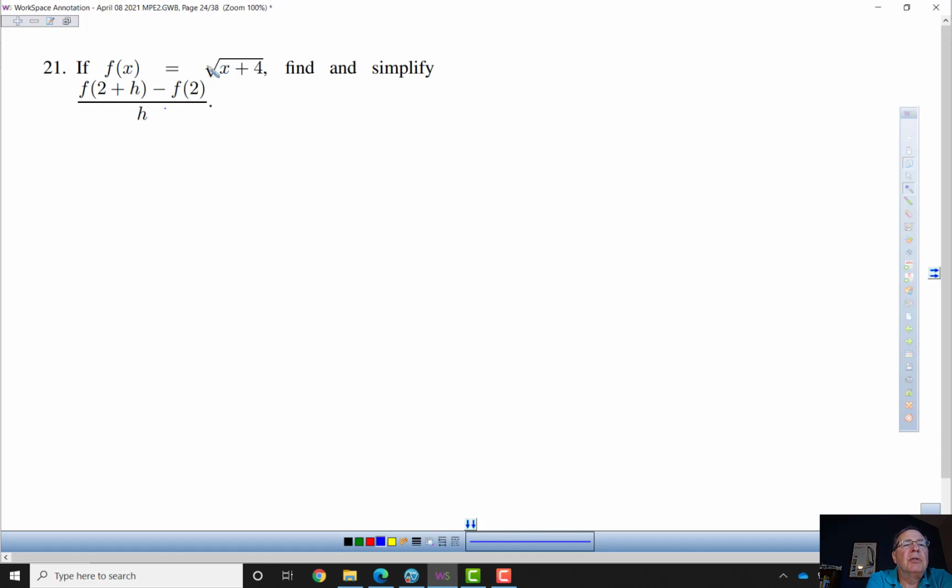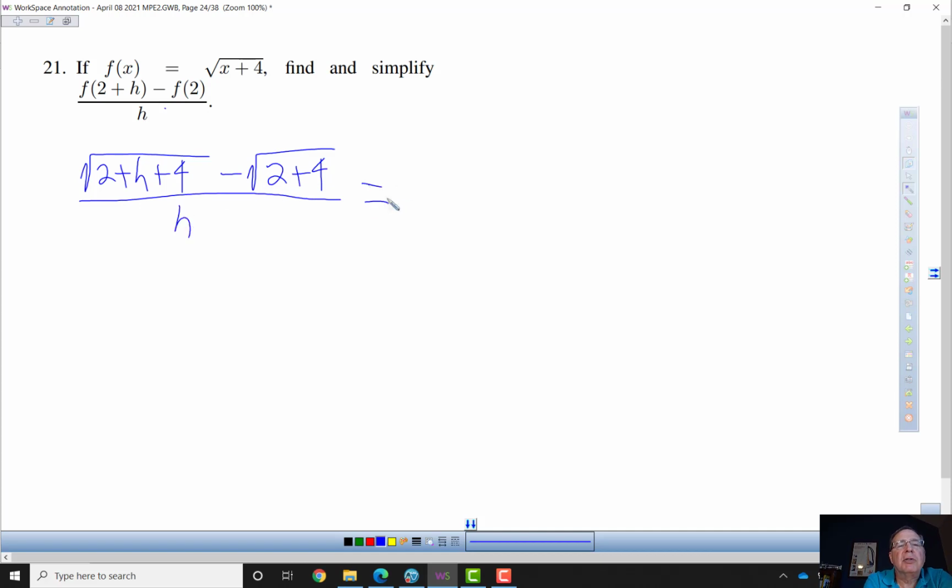So the first thing I'm going to do is substitute 2 plus h in for the x here and 2 for the x here and rewrite our expression. So this is the square root of 2 plus h plus 4 minus the square root of 2 plus 4 all over h. Then we're going to simplify: the square root of h plus 6 minus the square root of 6 all over h. Now I can't do any simplification right now. The h's can't cancel directly.